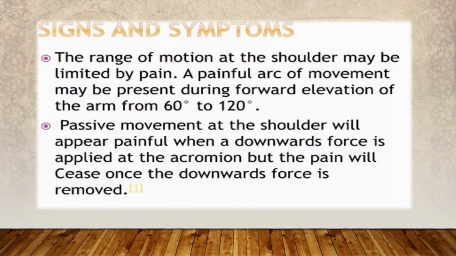Signs and symptoms include limited range of motion at the shoulder because of pain. A painful arc of movement may be present during forward elevation of the arm from 60 to 120 degrees. A passive movement at the shoulder will also appear painful when a downward force is applied at the acromion, but the pain will cease once the downward force is removed.